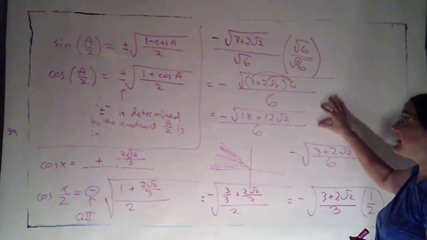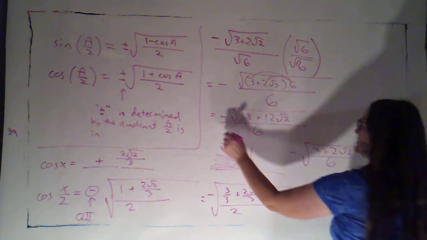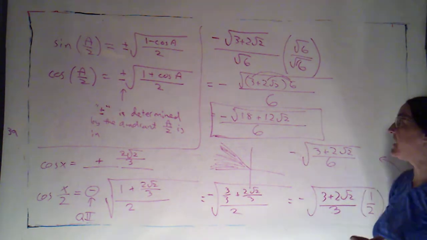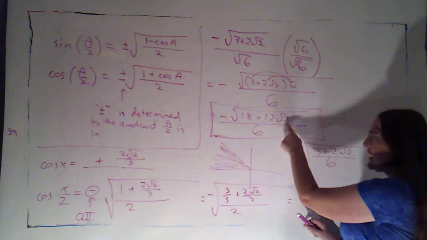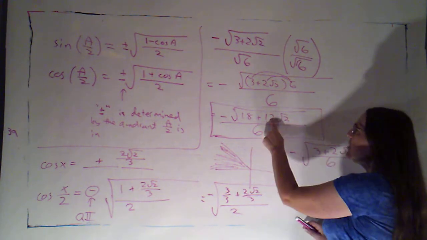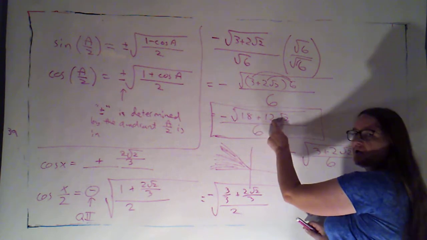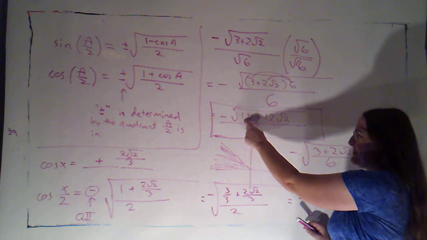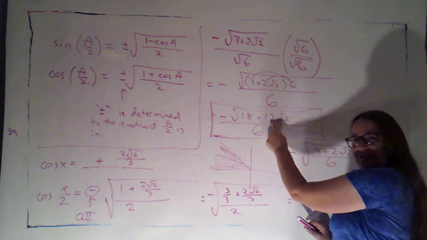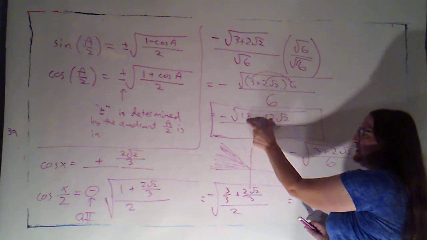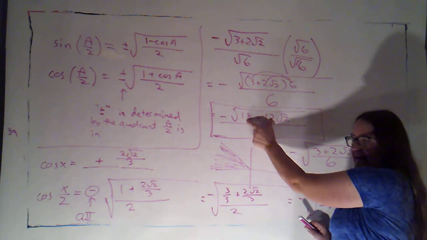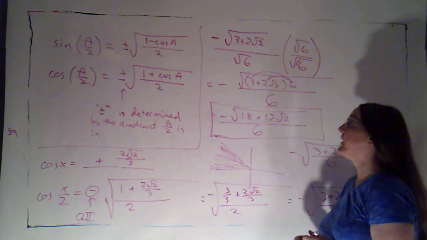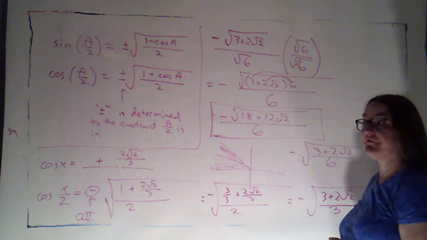And that is simplified now. I spoke too soon earlier. That is simplified far enough. I'm okay having a root under a root. Notice there are no perfect squares that I could factor out, because while 9 goes into 18 and 9 is a perfect square, and 4 goes into 12 and 4 is a perfect square, there's no perfect square that goes into both of these. So there's nothing I could factor out from that root on the top. That is fully simplified.